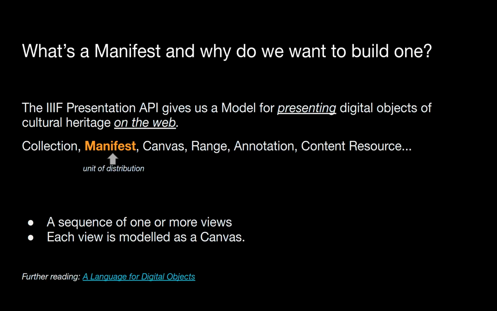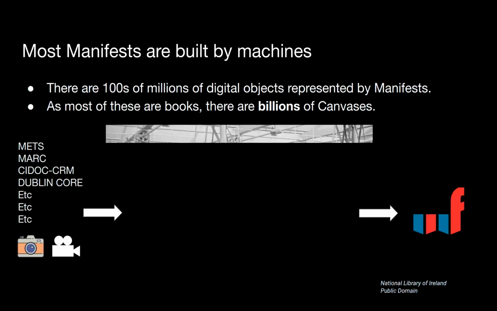And I guess the thing that distinguishes a IIIF manifest from other metadata standards that are in use in this space is that it's a playable thing. In the same way a web page is a markup document that will produce a user experience in a browser, a IIIF manifest is a playable thing, a markup document for digital objects that will produce a user experience in a viewer. So it's not like a catalog record, it's metadata, but playable metadata.